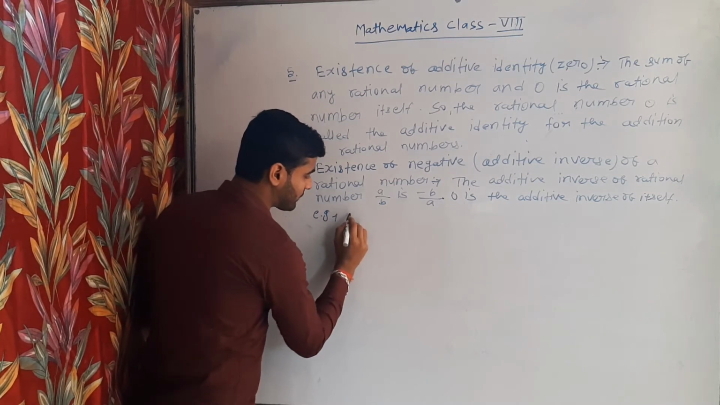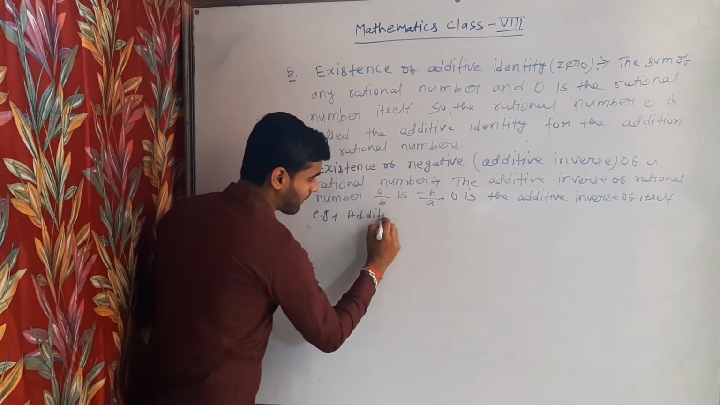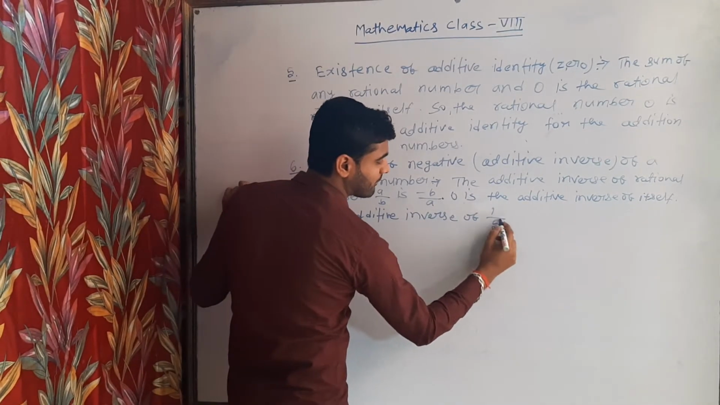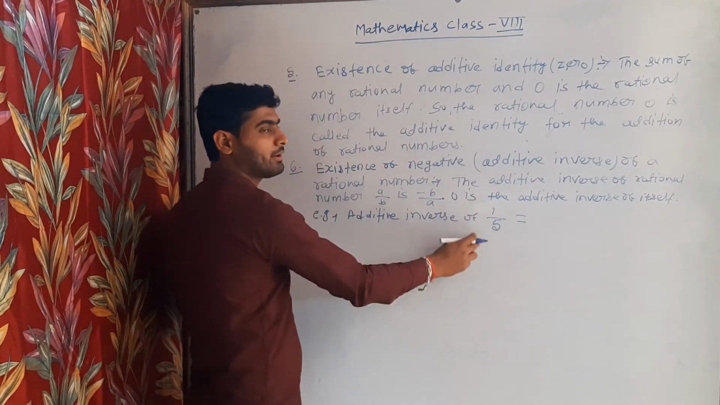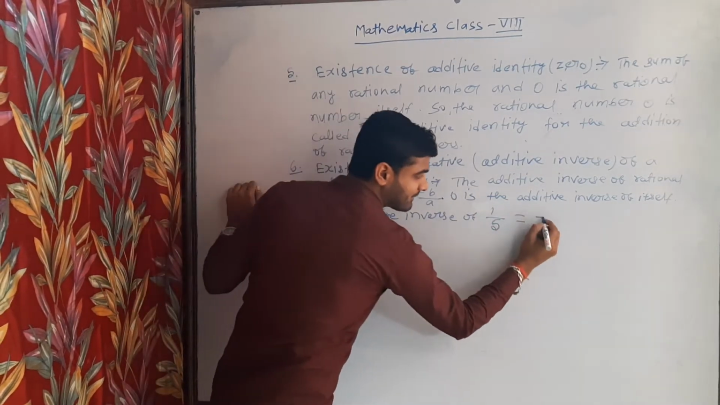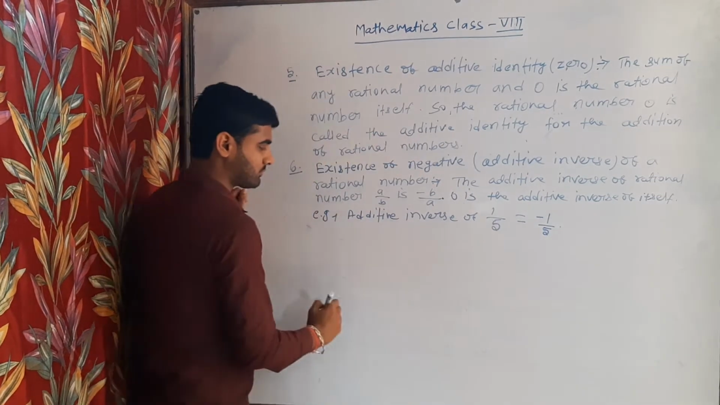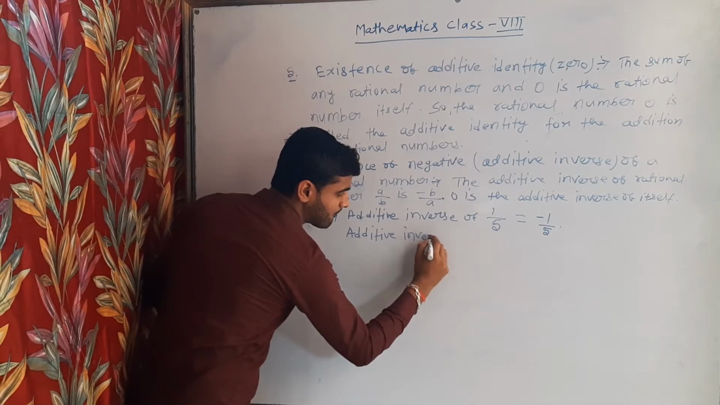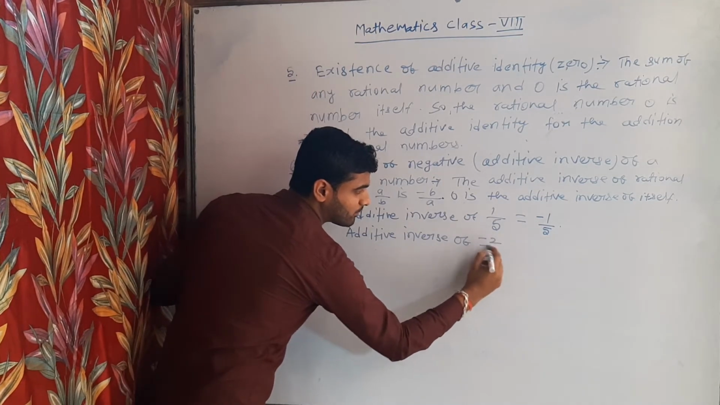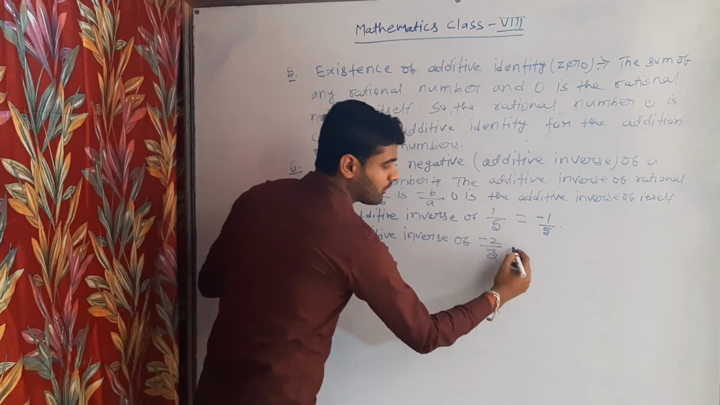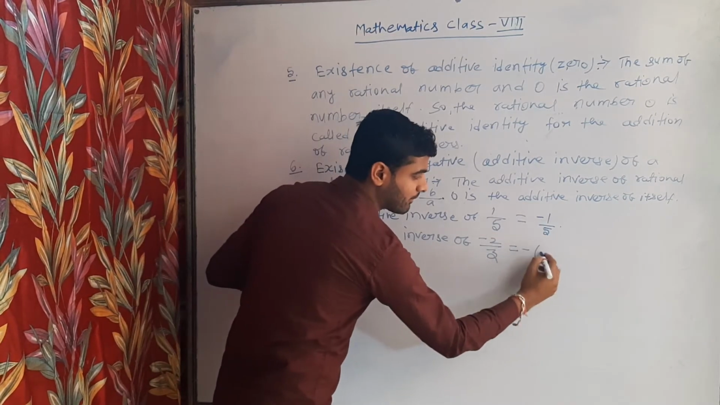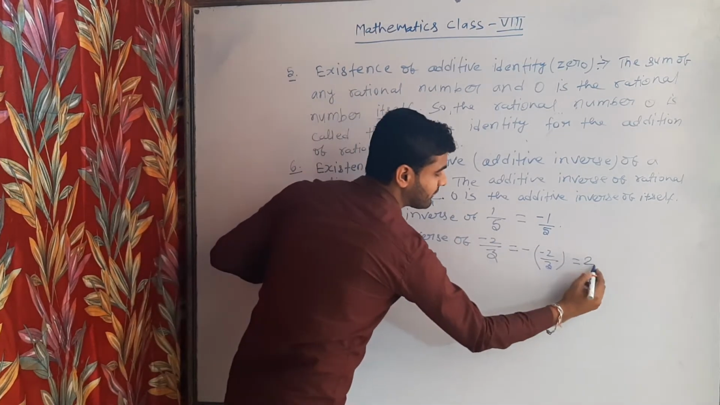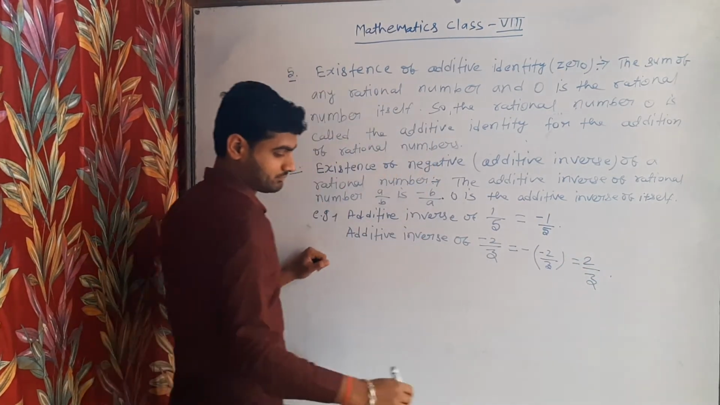if you write the additive inverse of 1 by 5, it is a positive rational number, so we write minus 1 by 5. If we have the additive inverse of minus 2 by 3, so we write minus of minus 2 by 3. Minus minus is plus, so the result is 2 by 3.